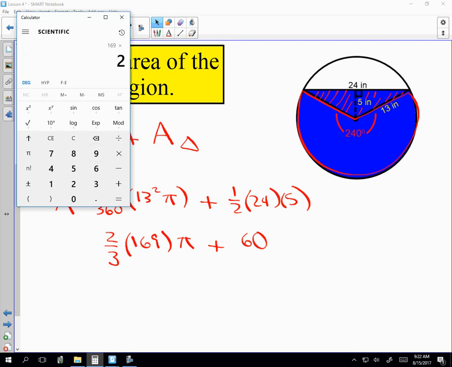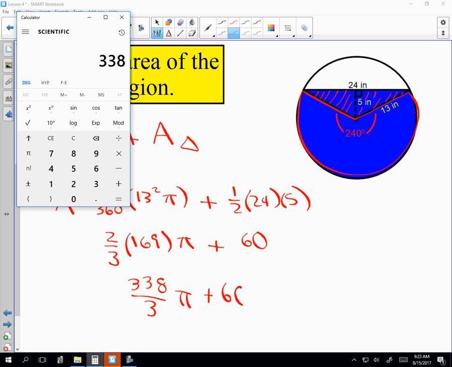169 times 2 divided by 3. Once again, we've got that repeating decimal value, so we don't want that overall. So let's multiply it by 3 back to get the 338, and we want to leave it in those exact terms. We have 2 times 169 for 338 over 3 pi plus 60 is our area for that shaded region.